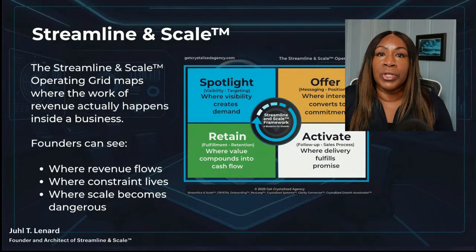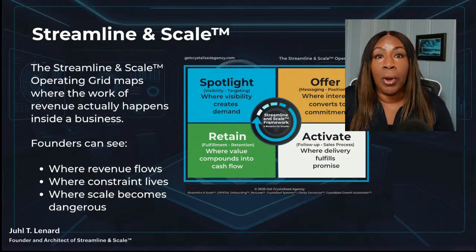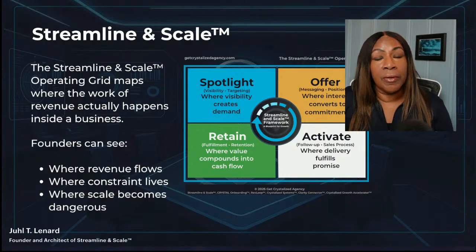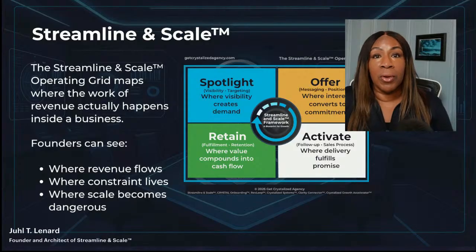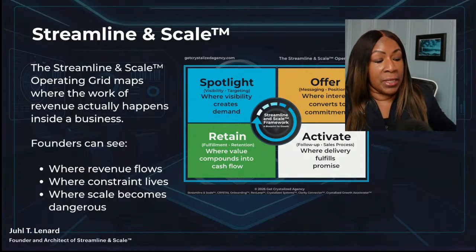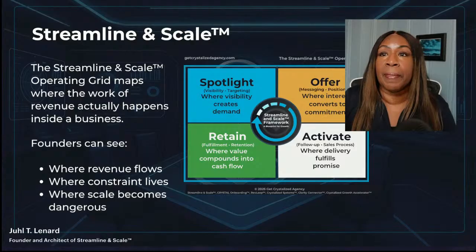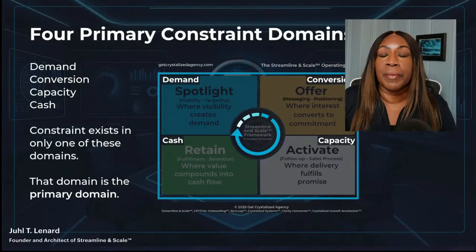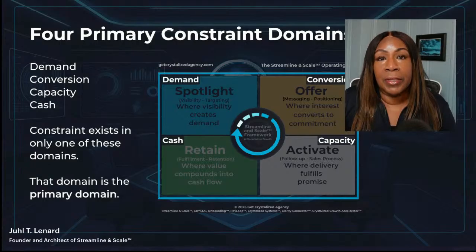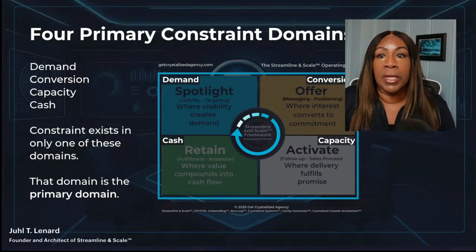Revenue flows through 4 structural domains, but the work happens in the revenue system. This operating grid is where the work of revenue actually happens. Here, the founder can see where revenue flows, where constraints happen, and where it becomes dangerous to scale. The 4 structural domains correlate to the 4 quadrants of the revenue system, and you'll see later on in the lab how this helps us identify the location of constraints.